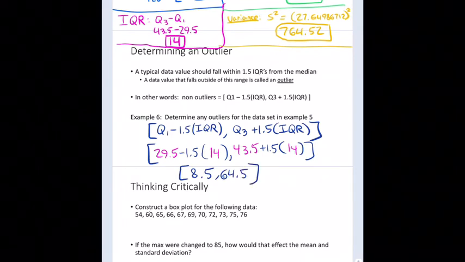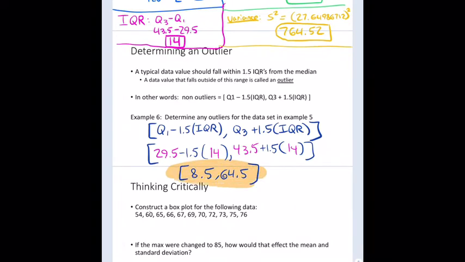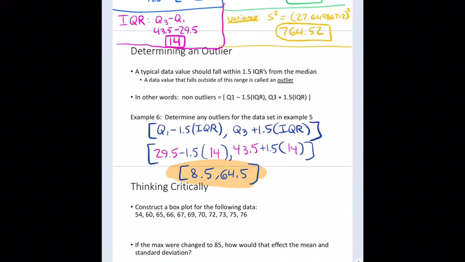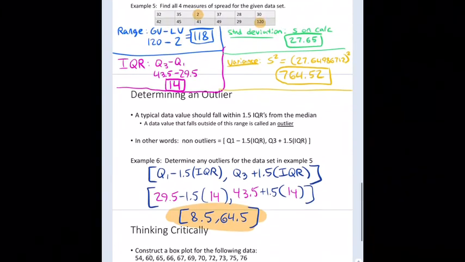Now, what this range tells us, so that's our outlier range. What this tells us is all the numbers that wouldn't be considered an outlier. So anything from 8.5 through 64.5 would not be considered an outlier. Anything outside of the range would be considered an outlier.